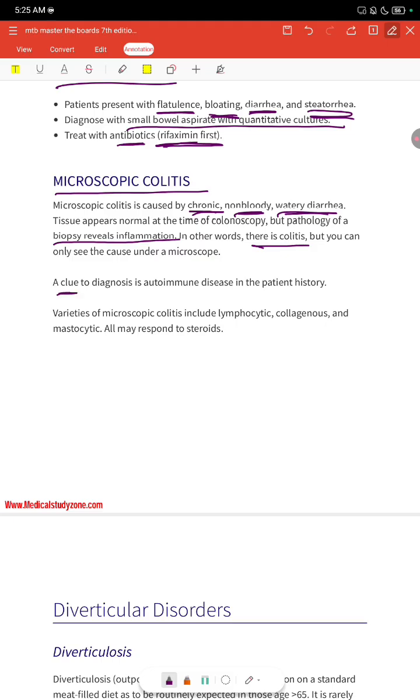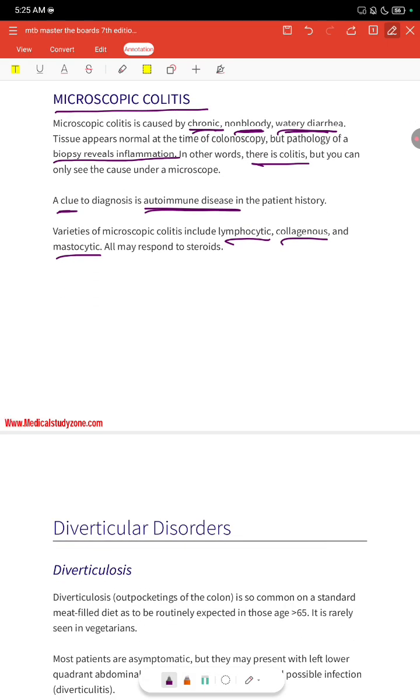A clue to diagnosis is autoimmune disease in the patient history. Varieties of microscopic colitis include lymphocytic, collagenous, mastocytic. All may respond to steroids.